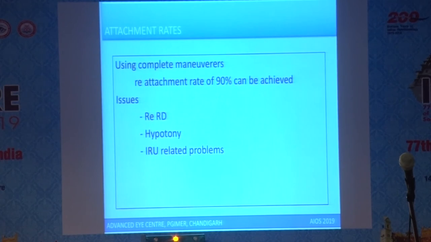So what are the attachment rates? Using the complete maneuvers I've already explained, the reattachment rate is good. Nearly 90% can be attached, but despite the attachment, the game is not over. You have to expect patients with re-RD. You will have hypotony in these patients, and subsequently immune recovery uveitis like problems in these patients.